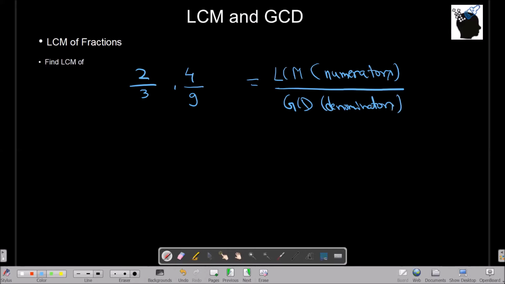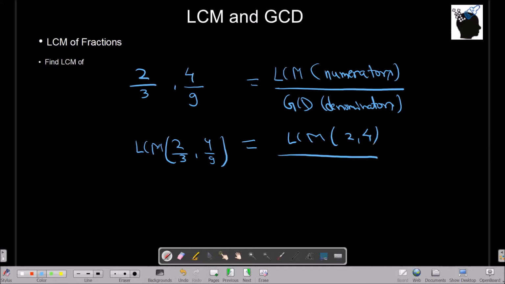So that means LCM of 2 by 3 and 4 by 9 will be given by LCM of my numerators, which is nothing but 2, 4, and GCD of my denominators. So GCD of 3, 9. We already know LCM of 2, 4 is 4 and GCD of 3, 9 is 3. So LCM of 2 by 3 and 4 by 9 is 4 by 3.